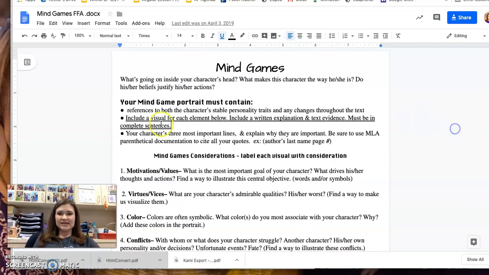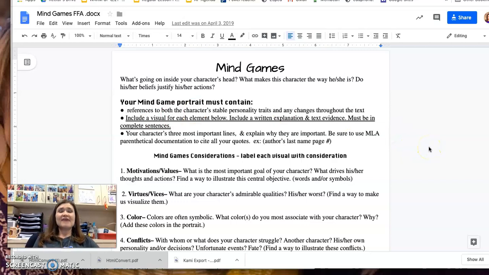If you notice here, I have the different things that your portrait has to include. It says references to the character's stable personality and changes throughout. So I want you to think, are they a static or dynamic character? We are going to focus on Charlie, and Charlie is very dynamic throughout the story. That's the whole point of the story, is he changes really rapidly. So your portrait is going to reflect all different stages of Charlie's growth.